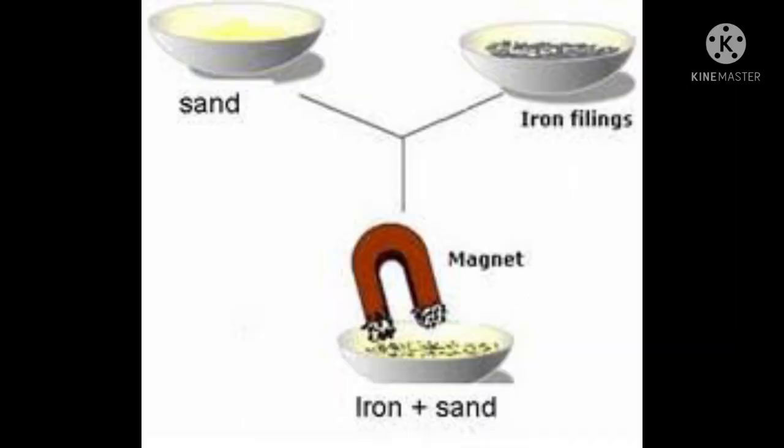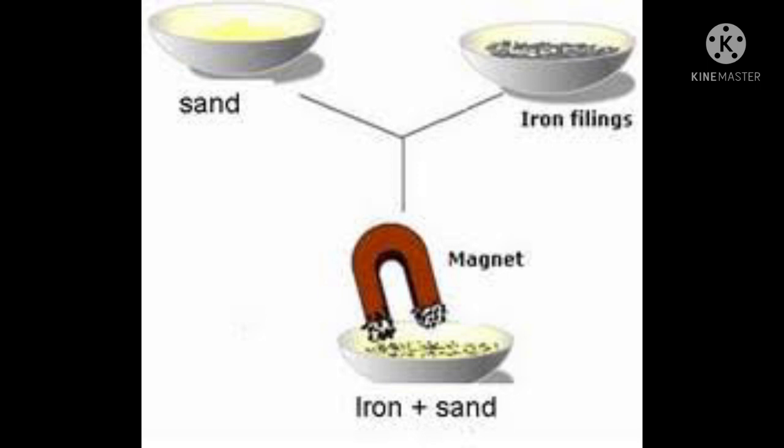Next, magnetic separation. The method to separate magnetic substances from non-magnetic substances using a magnet is called magnetic separation. A mixture of iron powder or filings and sand on a paper can be easily separated by using a magnet. The iron powder or filings stick to the magnet while the sand remains on the paper. This method is used only when magnetic material is mixed with non-magnetic material.